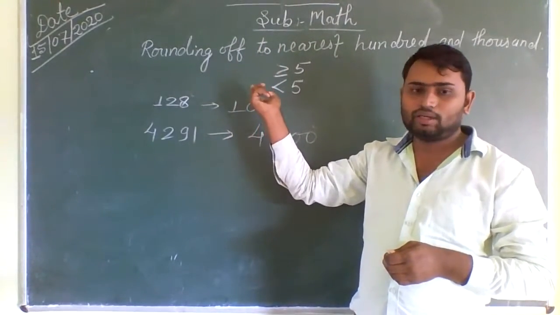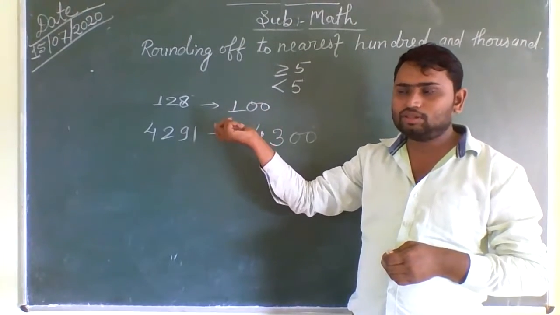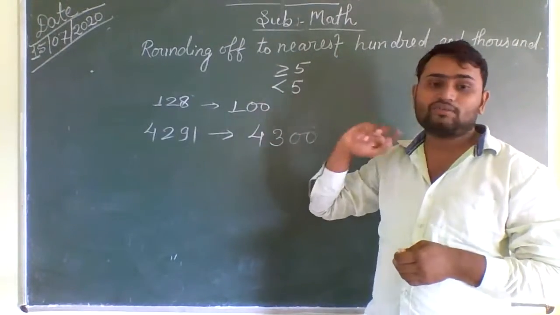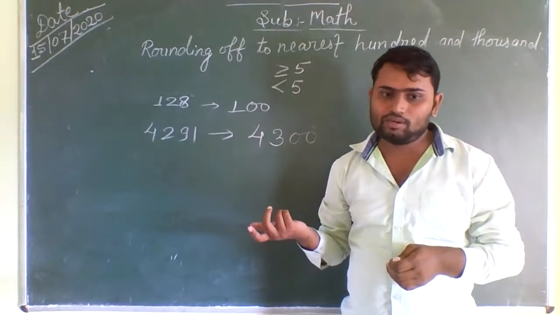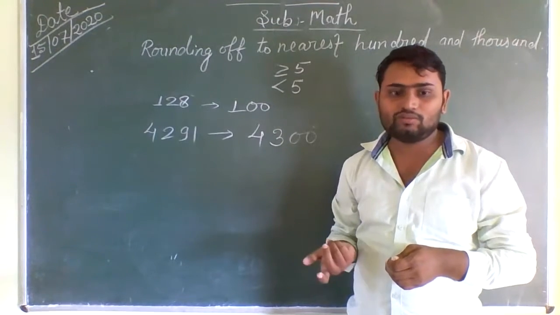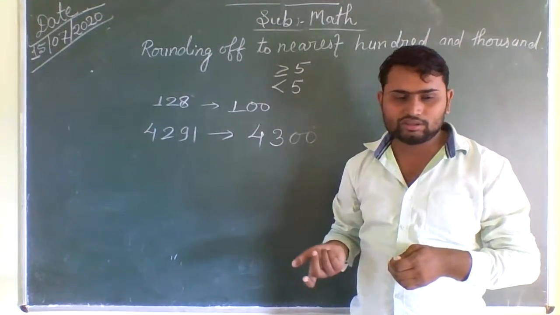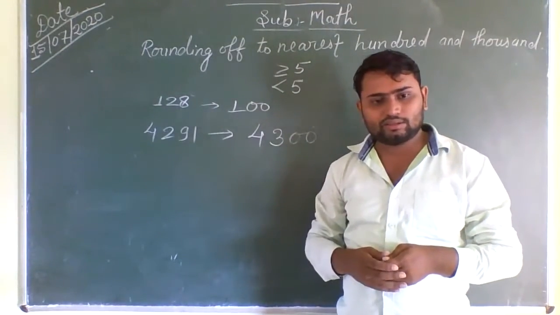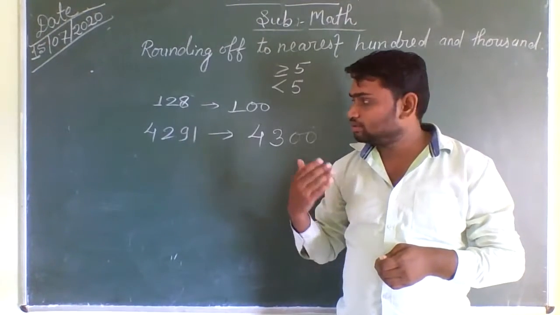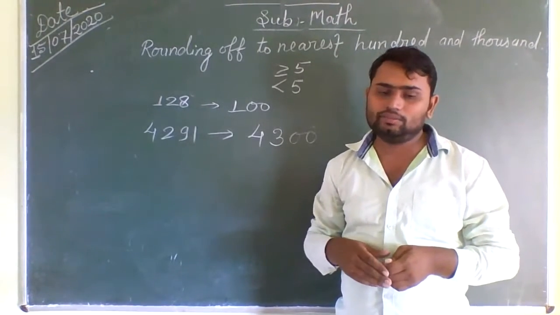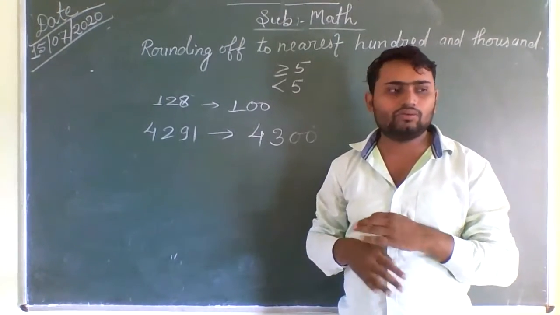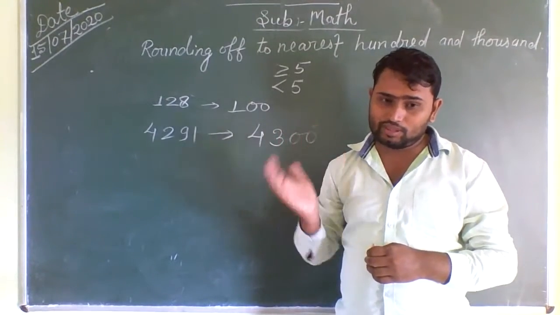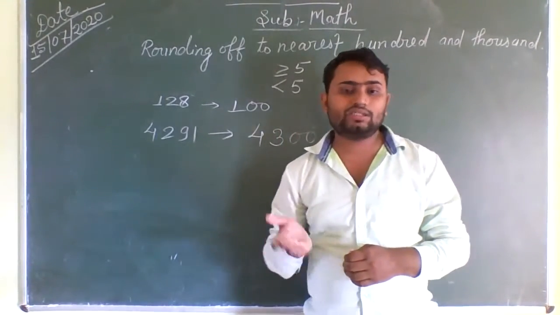And if the digit just behind the digit at the thousands place is less than 5, in that condition we will not make any change to the digit at the thousands place. And other digits, if we have more digits after thousands like 10,000, lakh, 10 lakh, they will be retained as they are. There will be no change at all. So by following these steps we can find the nearest thousand of any given number.